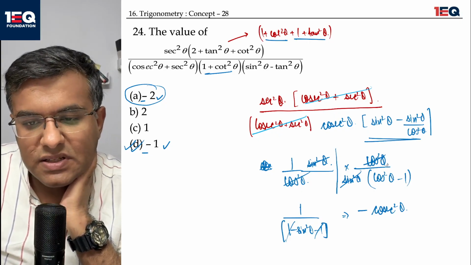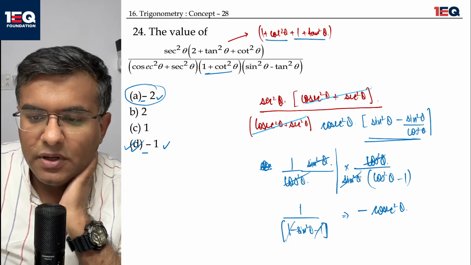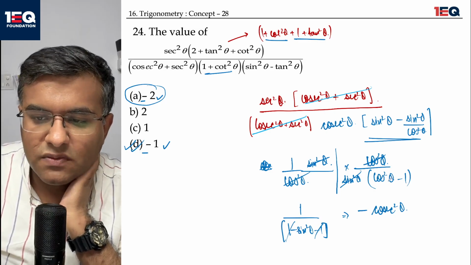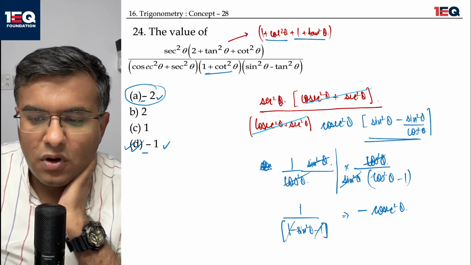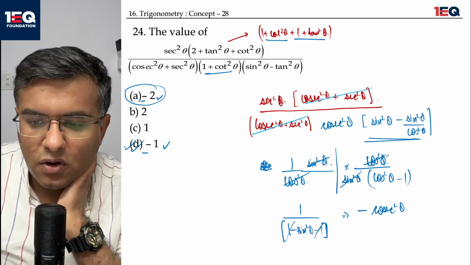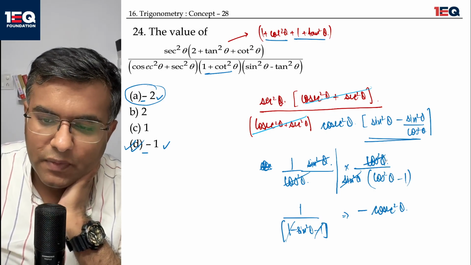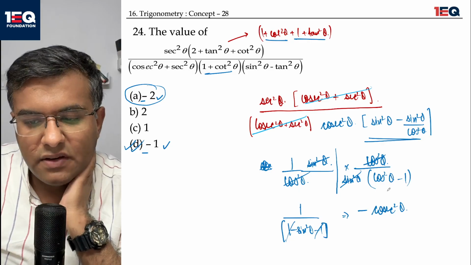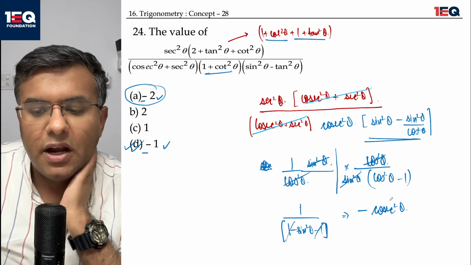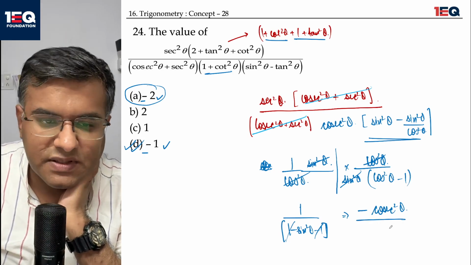Once this portion is intact, I took sine square theta common. Sine square theta common came out. It was 1 minus 1 over cos square theta. So cos square theta minus 1 whole upon cos square theta. Cos square theta minus 1 is something which I need to evaluate. So the cos square theta minus 1, once it got evaluated, it converted itself into minus sine square theta. And minus sine square theta went up to the numerator and converted itself to minus cosec square theta.